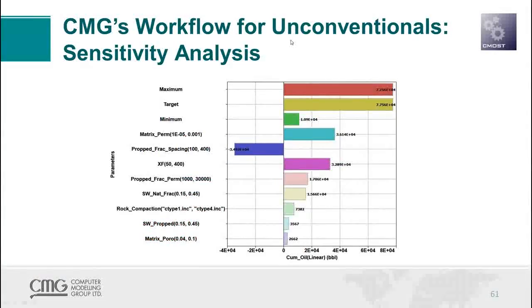And a typical workflow, sensitivity analysis first. Here's a tornado plot showing in this particular case that the cumulative oil production from this particular well is most sensitive to matrix permeability. You can see the big bar here representing the range. Prop frac spacing and fracture half-length are the next most important things. These all make intuitive sense, but this is actually a result of a full analysis where CMOS has come out and said, in this particular instance, these are the most important parameters.